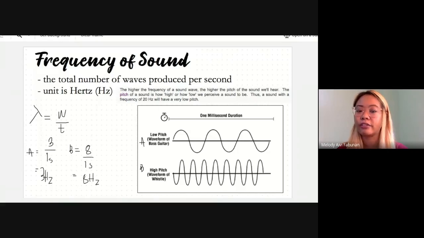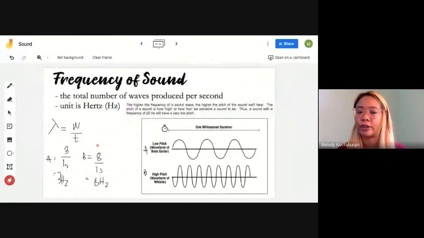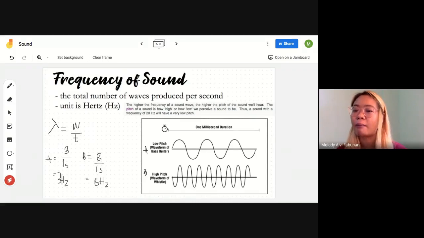So the higher the frequency, it means that sound B has a higher pitch. Okay? So again, ang pinagkaiba ng pitch natin, it depends on how many waves are generated in time. So because in letter B, mas marami siyang waves na na-generate in the same amount of time. Ibig sabihin, mas mataas yung kanyang frequency, mas mataas din yung kanyang pitch.